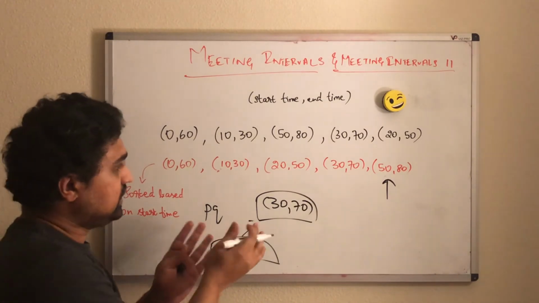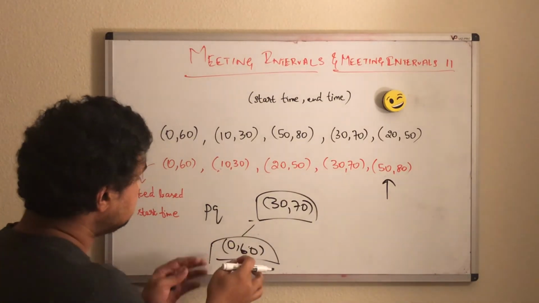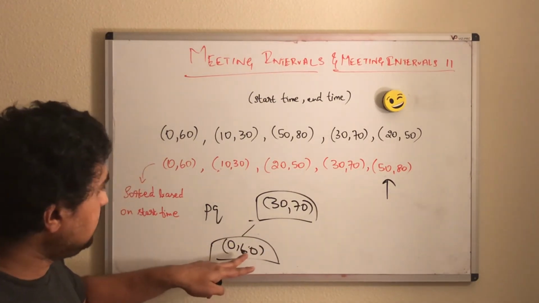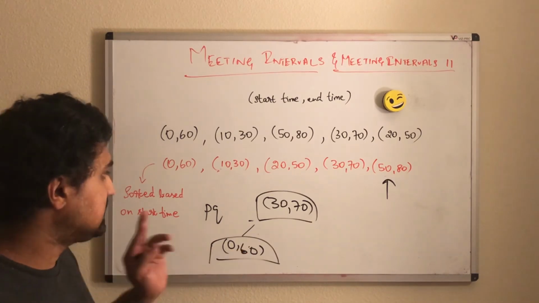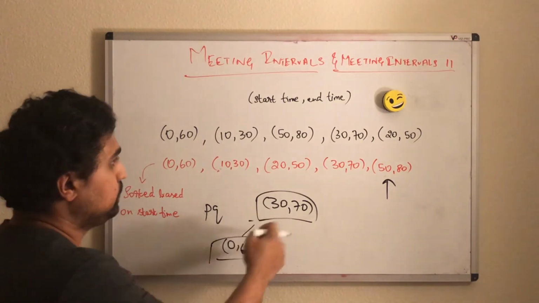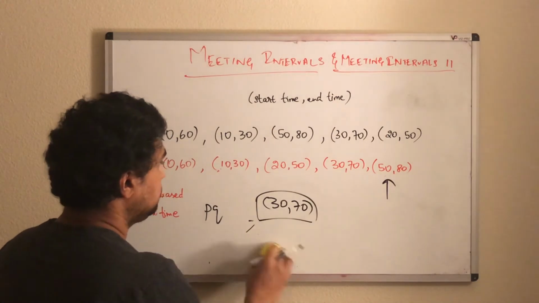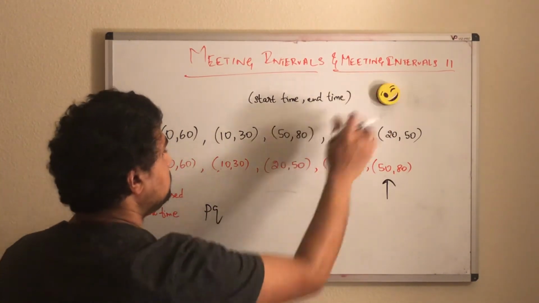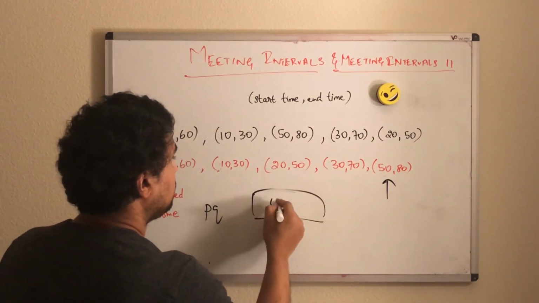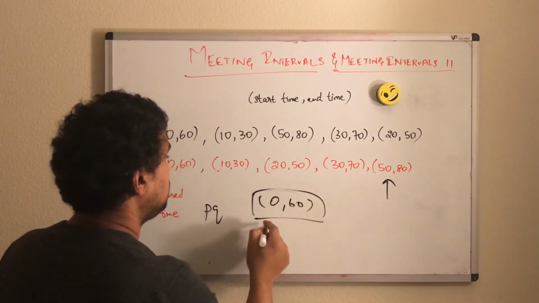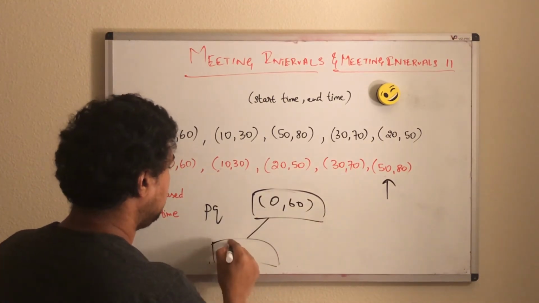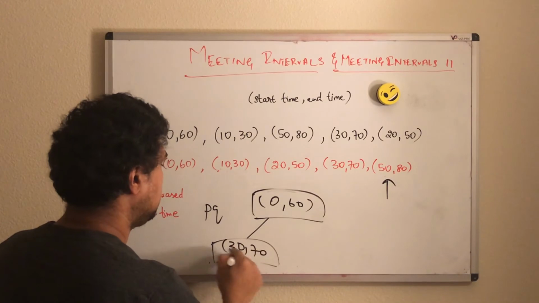Now, still the priority queue is not balanced. That is, the end time of this meeting 60 is less than the end time here. So we have to swap these two meetings. So 0, 60 comes to the top and 30, 70 stays here.